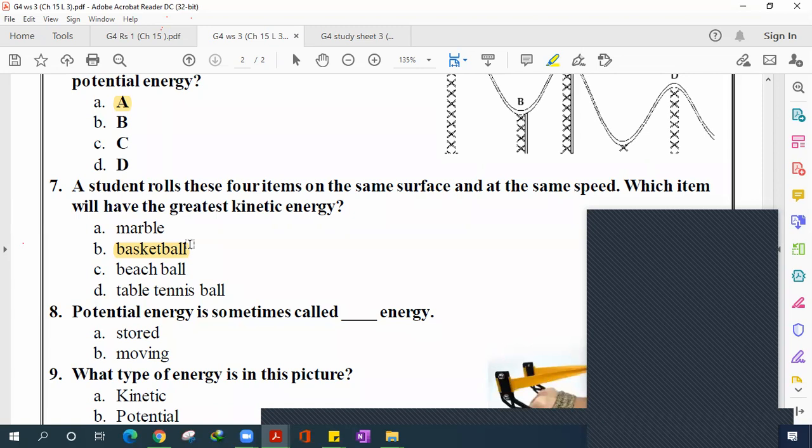So the marble, as Hamza said, is the smallest one, so it's gonna be the one that has the lowest kinetic energy. So be careful with this.